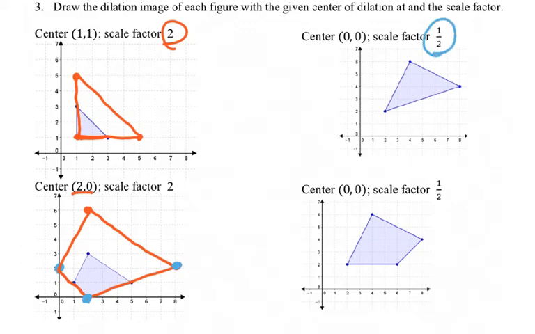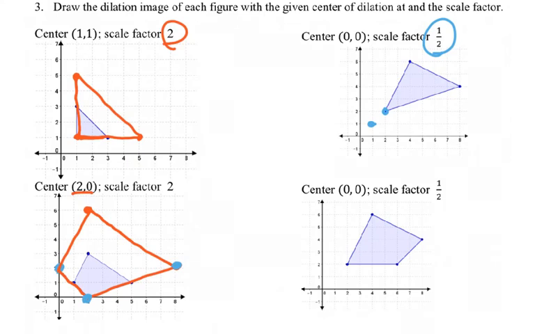So what's going to happen is this is going to shrink. It's pulling from this point though. And so again, you can do the same thing. Instead of going over 2 and up 2, we're going to do half of that. So we're going to go over 1 and up 1. And so this point will match that point.